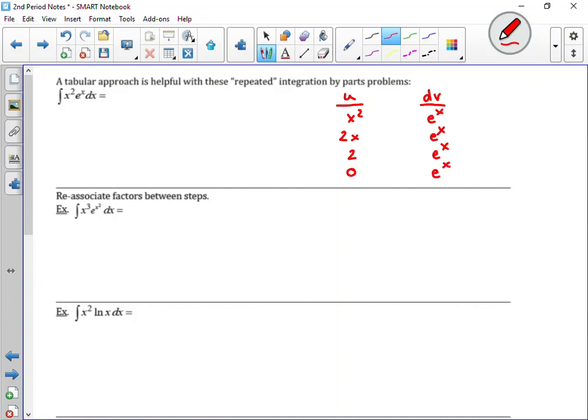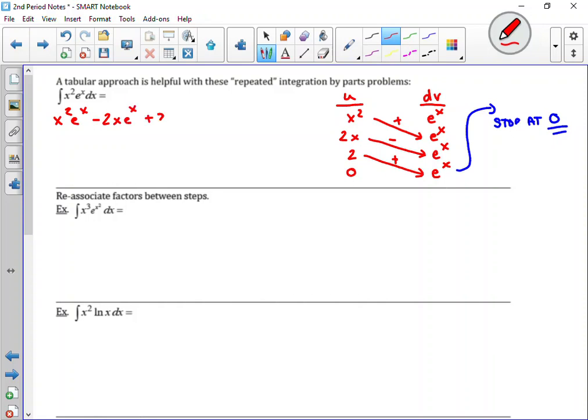Now you stop here. Stop at 0. When your u equals 0, you stop. And then all you have to do now is, remember how we said it was alternating? So you go plus, minus, plus. And so your answer is x squared e to the x minus 2x e to the x plus 2e to the x plus c. And it's the same as the answer on the previous page.